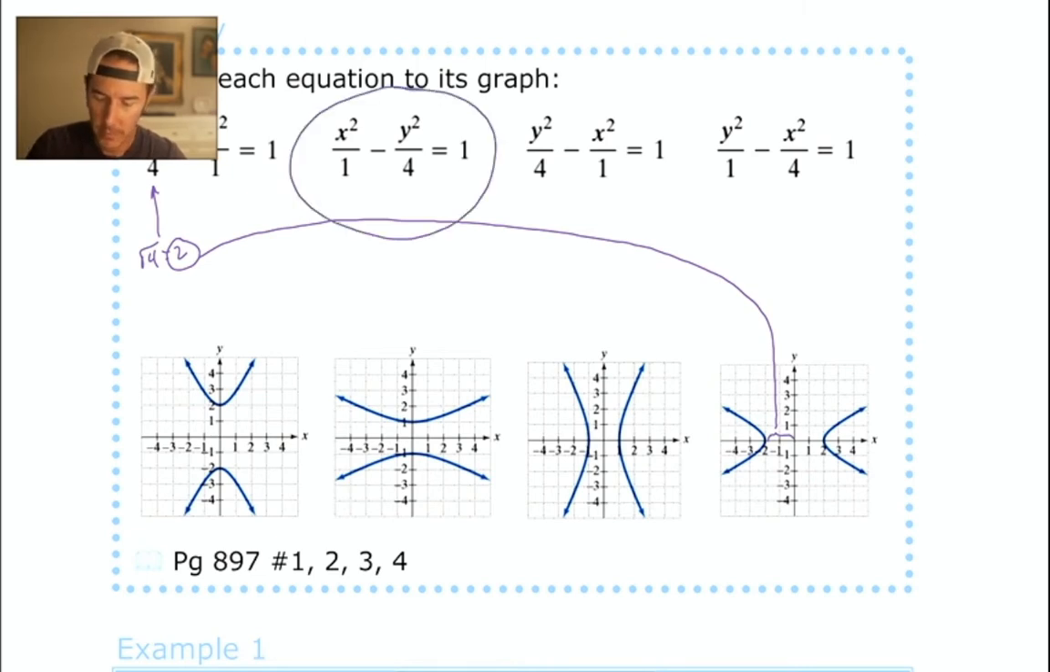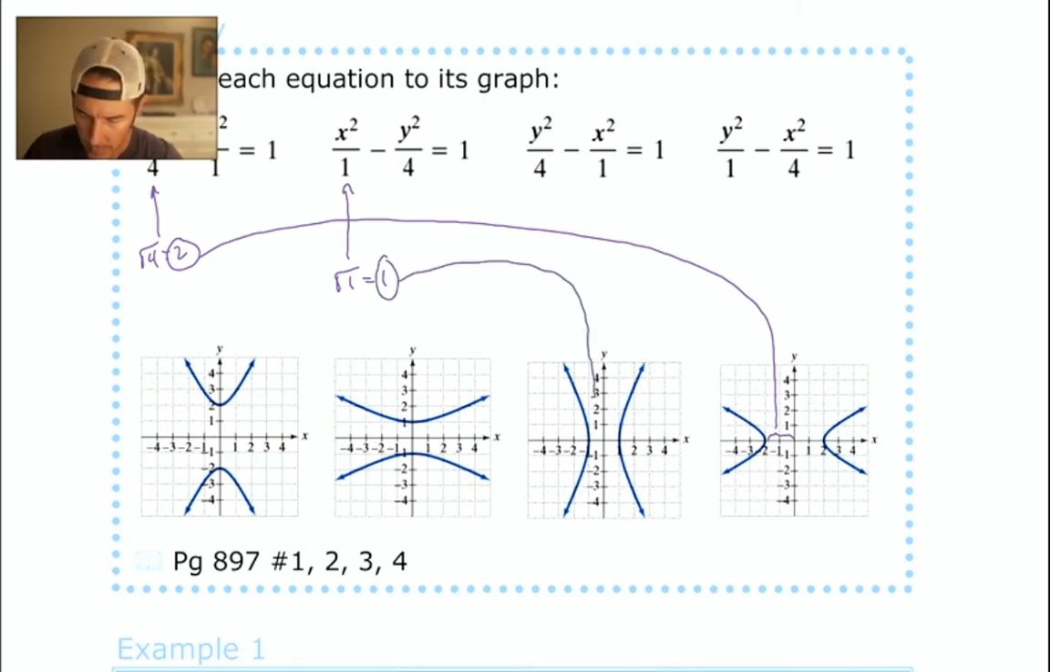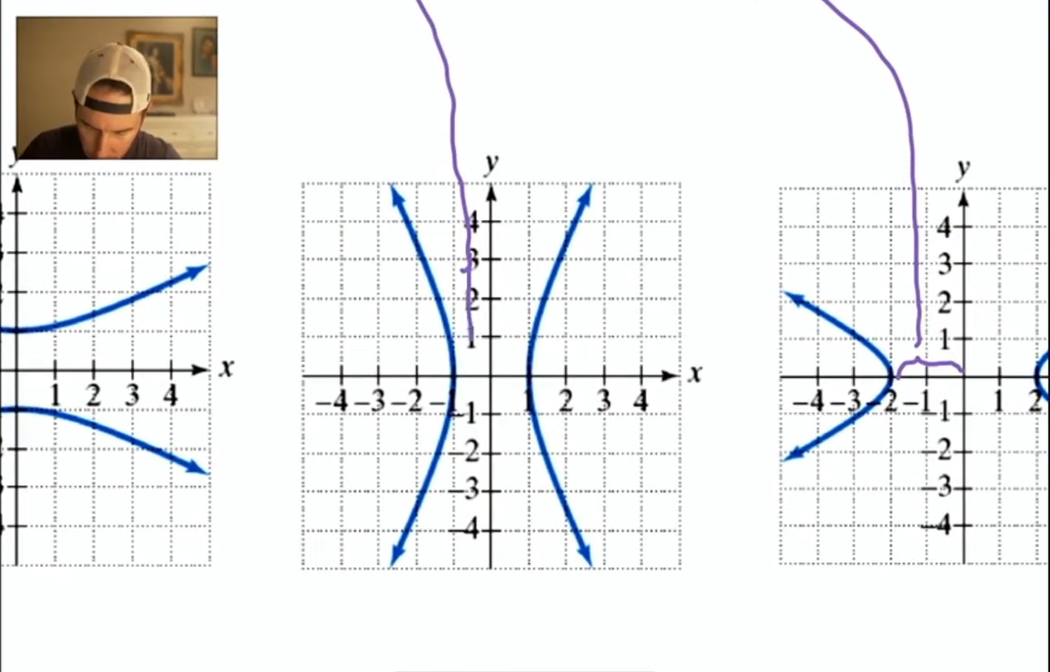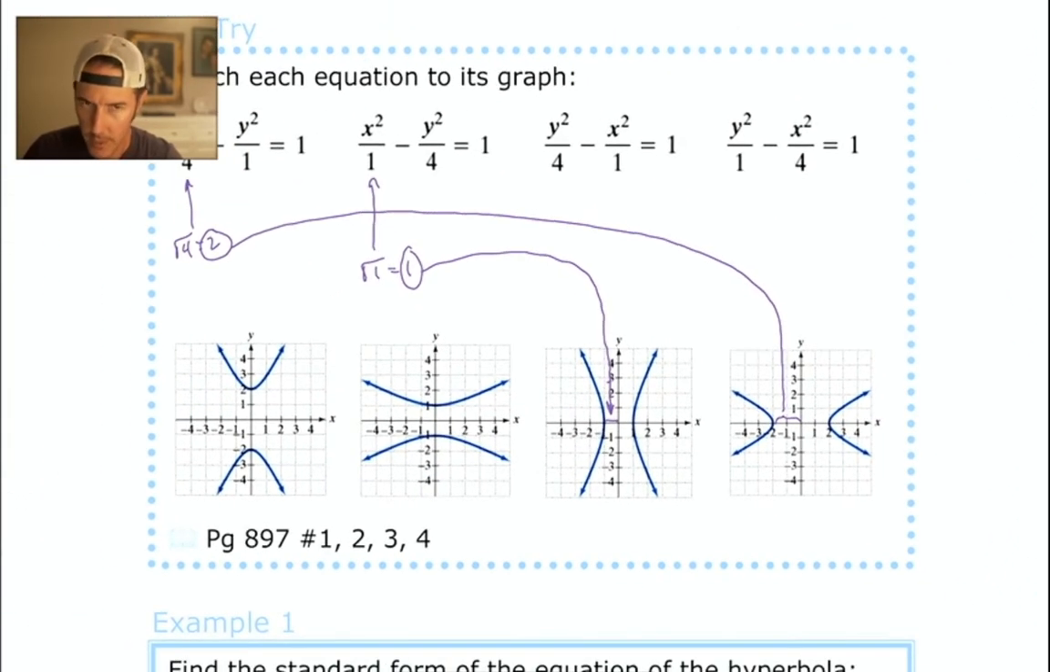This one also leads with an x squared, so obviously we know which one it is. But in the x direction, here's this value of 1, right? So I'm taking the 1, I'm square rooting the 1 and getting 1. That should be my horizontal distance from the center to a vertex. And it sure is. Let's look at the next one.